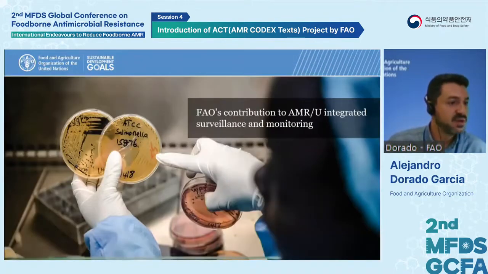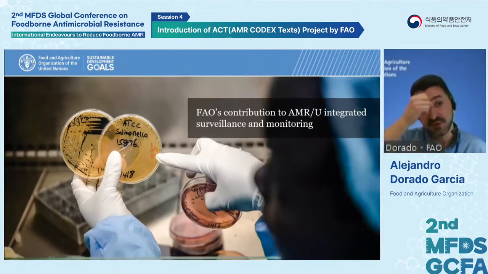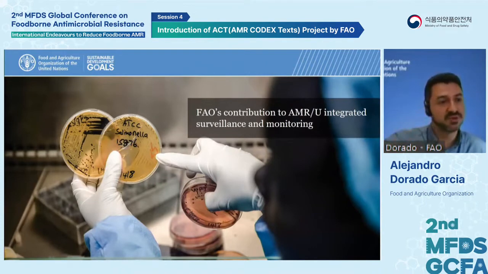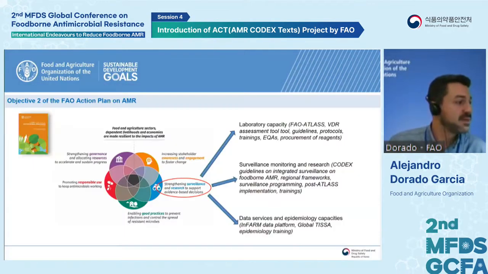tools. I would like now to move on to the FAO contribution to this project. As my colleague Jeff was explaining before, ACT is at the intersection between the action plan and the Codex texts. The action plan on antimicrobial resistance offers a programmatic approach for FAO to implement this work. The action plan has 5 objectives. One of the main objectives is strengthening surveillance and research. Within this objective, we have 3 major outputs.